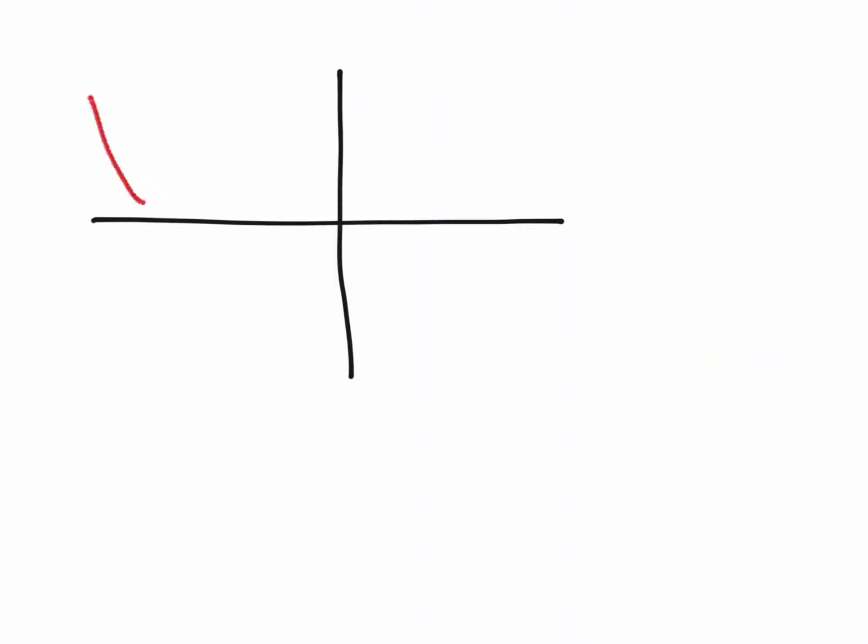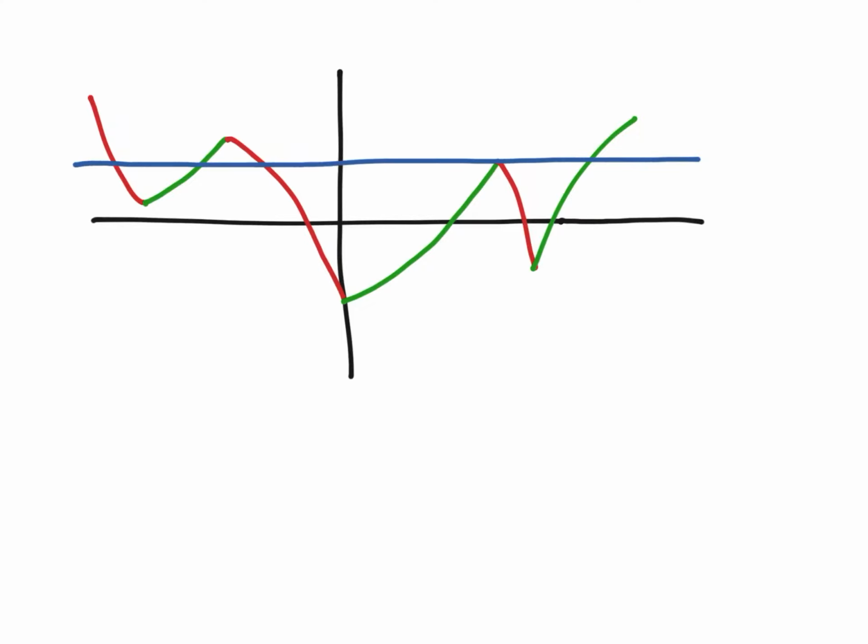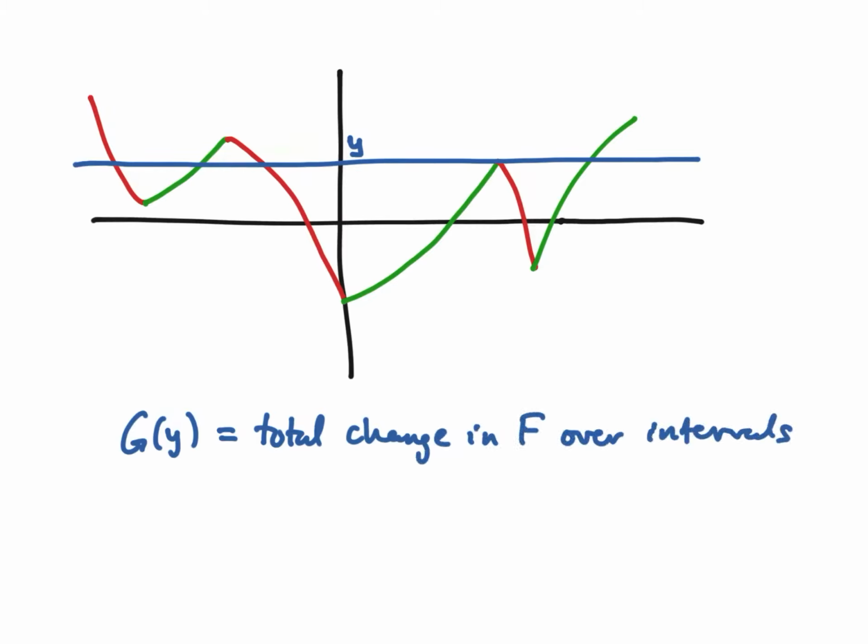So suppose I have my nice function. Let's just say it looks something like that. Well, let me just draw a few more pieces. Okay, and then I've got my height level y, like that. So the basic idea about the quantity g of y is that it represents the total change in f over intervals in the sub-level set at level y. That's roughly what the function g of y measures in words.